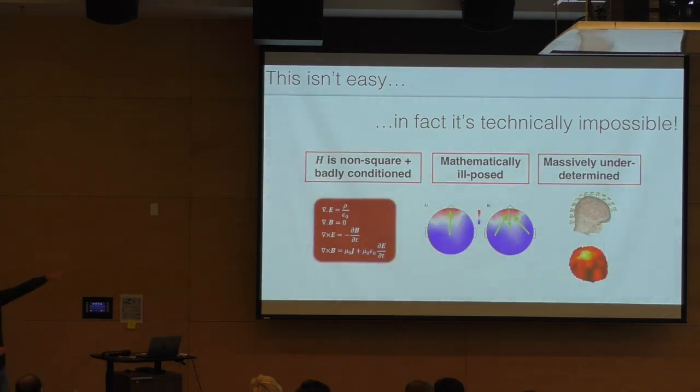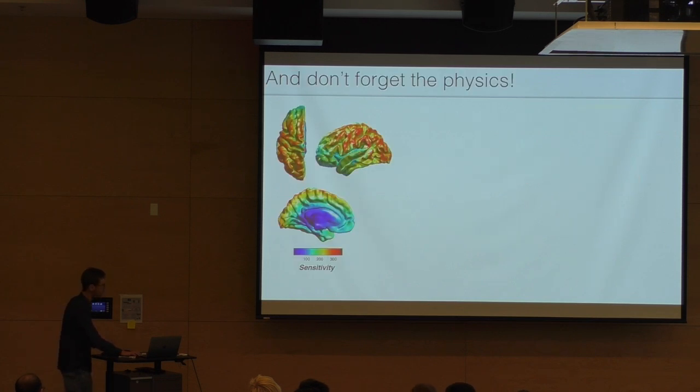One, your mapping is rectangular and also badly conditioned, so you're going to have mathematical issues. It's also ill-posed, which basically means there's no unique solution, there's an infinite number, and also you have 300 sensors or so, and you're trying to map onto about 10,000 different brain locations. So for these reasons, it's really tricky. And you can't forget the physics as well.